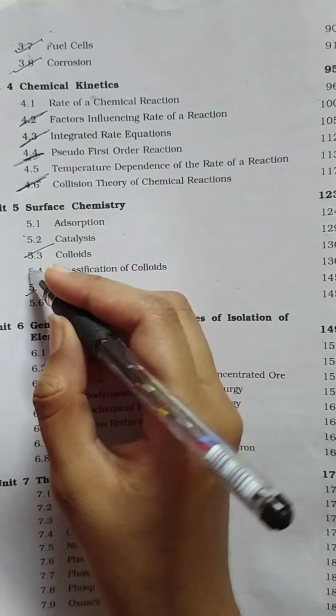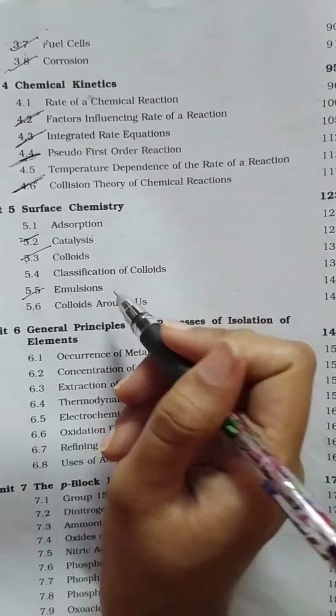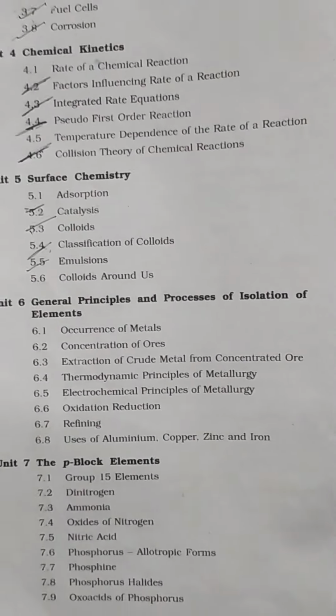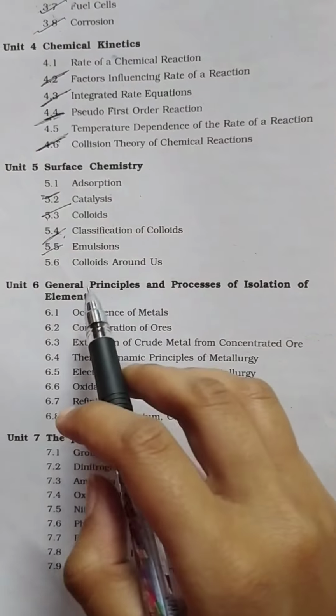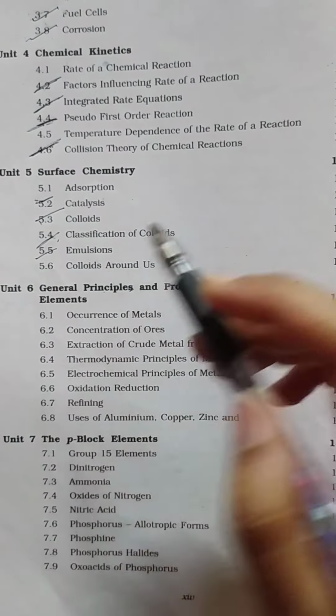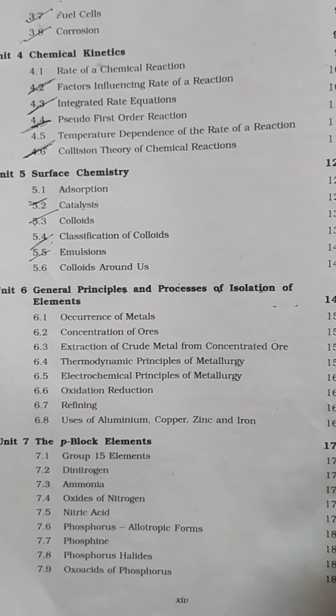Next, from Unit 5, surface chemistry. From this chapter, colloids, what colloids are, the importance of colloids, and classification of colloids, emulsion, and catalysis are important.